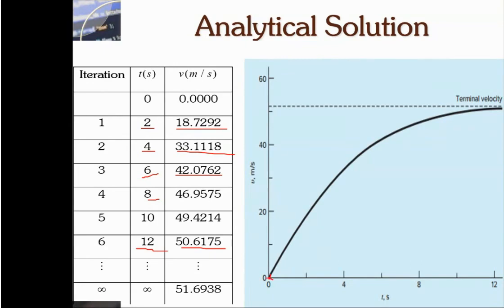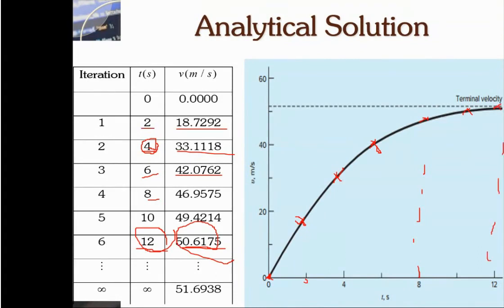Okay, so plotting this on the graph, this is basically how the whole solution looks. At time t equal to 0, we have velocity equal to 0. At time t equal to 2 seconds, we have somewhere around 18. At 4 seconds, we have somewhere around 33, which is somewhere here. At 6 seconds, we get 42, which is also somewhere here. At 8 seconds, we get somewhere here, and at 10 seconds, somewhere here, all from the values in this table. And finally, at 12 seconds, we get 50.61, which when we trace to the plot, is somewhere here.